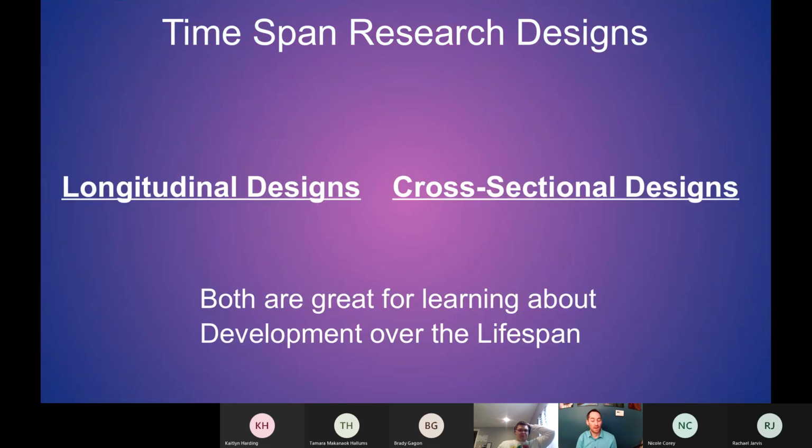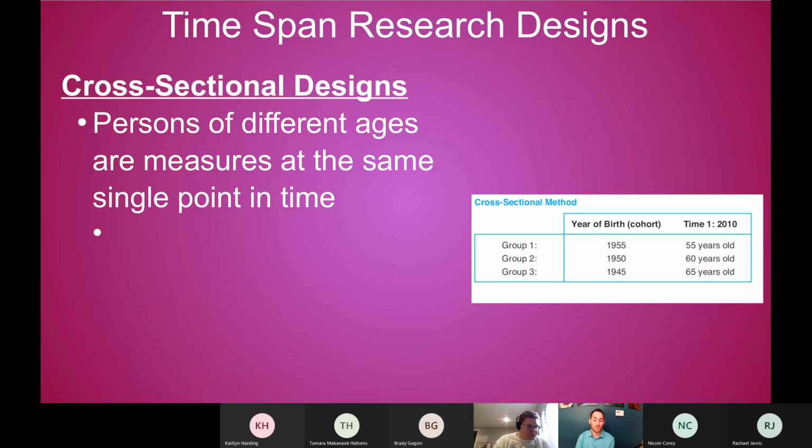All right, so longitudinal and cross-sectional designs are specifically developmental research designs. They're really good at figuring out how people change over time. So cross-sectional is the first one we'll talk about. So let's say we wanted to look at how people with autism, what their life is like over time.